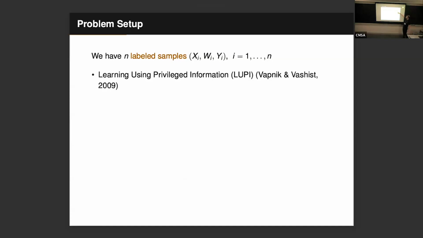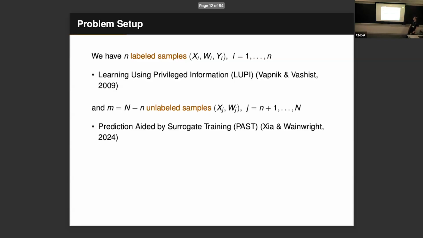was introduced about 15 years ago by Vapnik, which he called learning using privileged information. So the W's in that line of work would be called privileged information. I'm calling them side information, but that's what he used. I'm also using W's. If you're familiar with this line of literature, they use X stars, but stars for me means something else, so I'm going to avoid that.